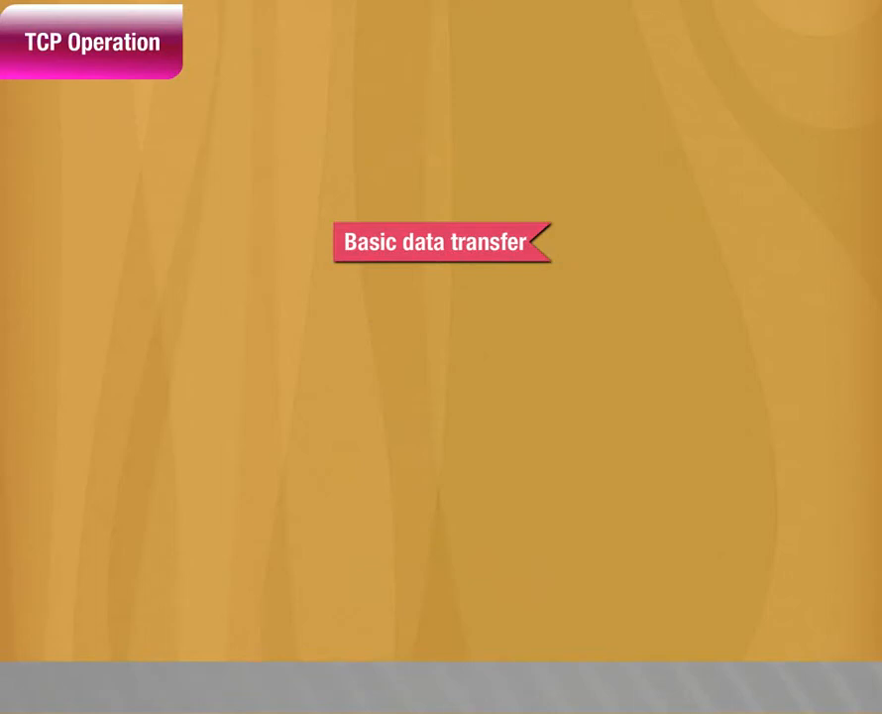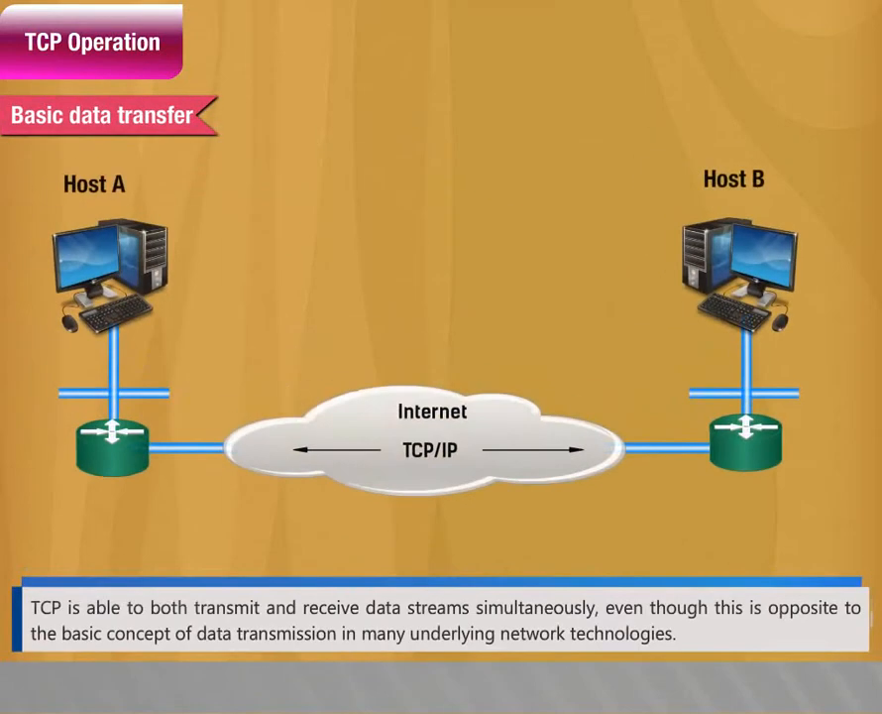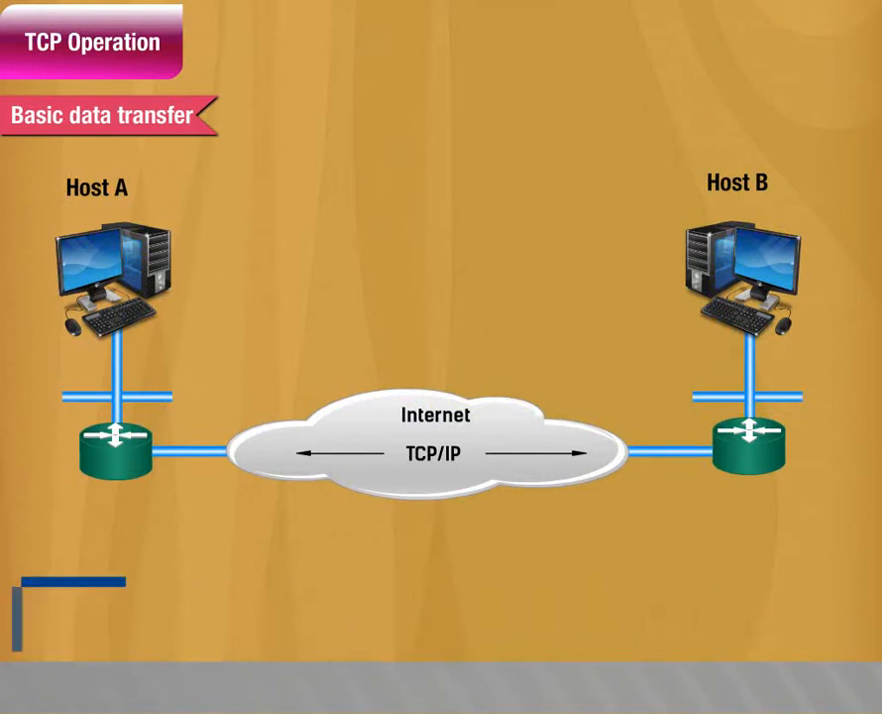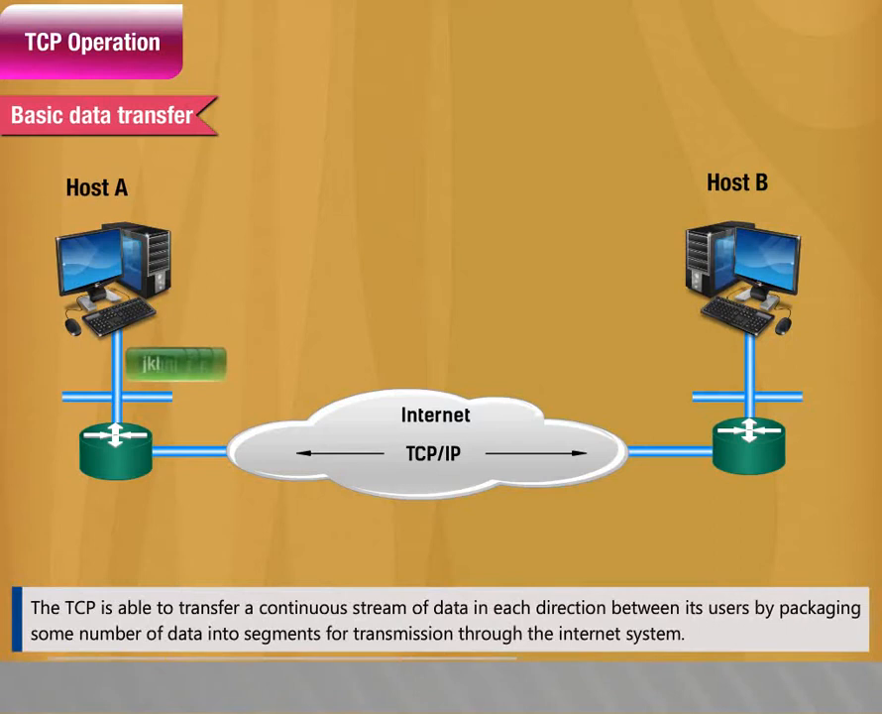Basic data transfer. TCP is able to both transmit and receive data streams simultaneously, even though this is opposite to the basic concept of data transmission in many underlying network technologies. TCP is able to transfer a continuous stream of data in each direction between its users by packaging some number of data into segments for transmission through the Internet system.